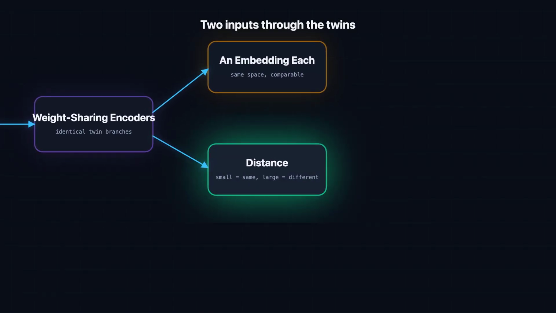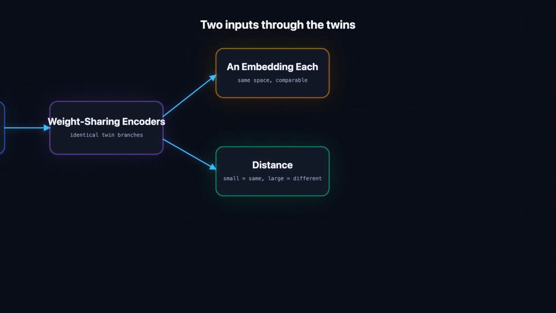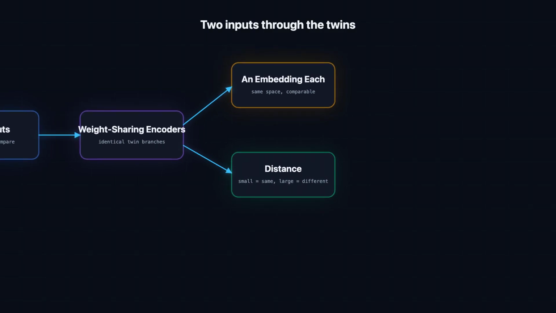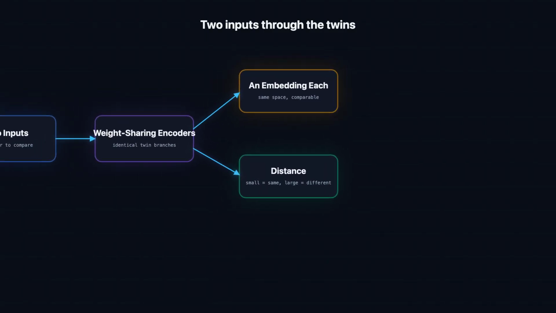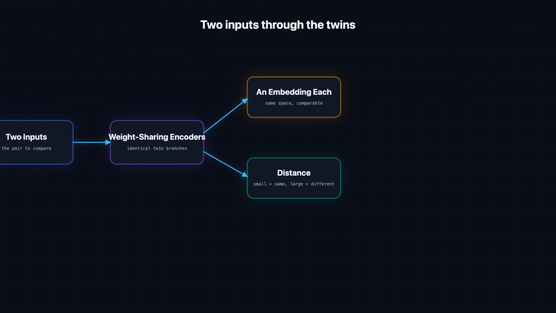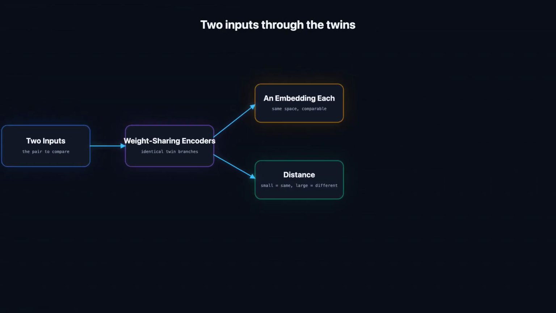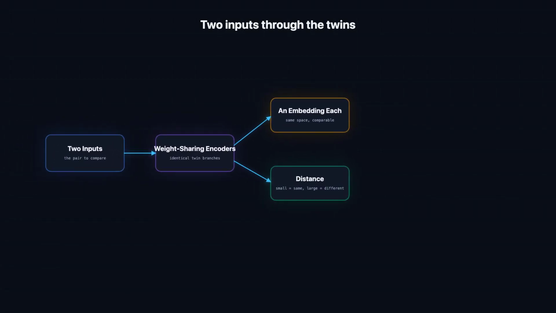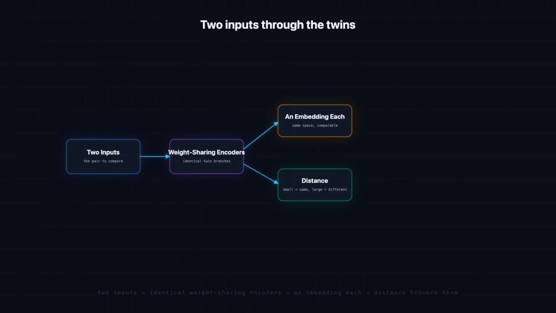Finally, measure the distance between the two embeddings using something like Euclidean or cosine distance. A small distance means the inputs are similar. A large distance means they are different, and you set a threshold to decide. That single number, not a class label, is the entire output of the network.